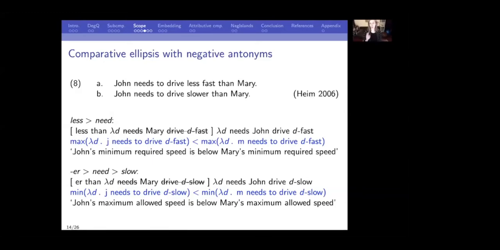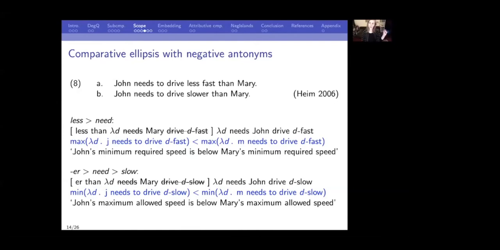depending on whether the negative component of the negative antonym comes with the comparative or not. So less expresses both the comparative part and the negative part. If you scope both of those over need, what you get is the degree to which John needs to drive fast is less than the degree to which Mary needs to drive fast. And that boils down to John's minimum required speed is below Mary's minimum required speed. And that reading is true in Heim's scenario.